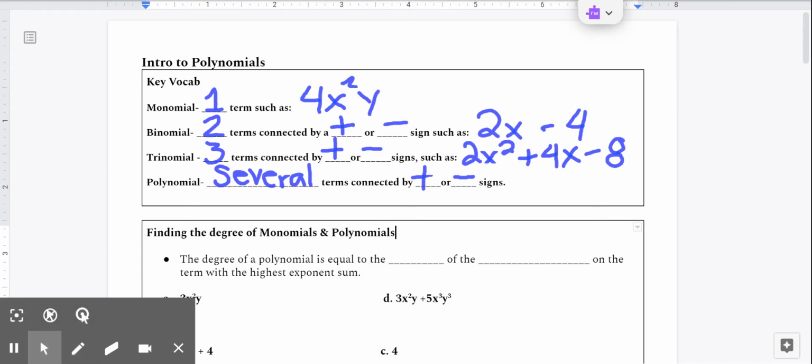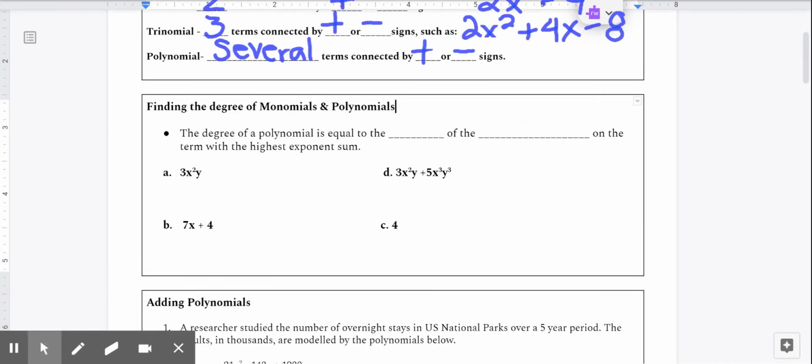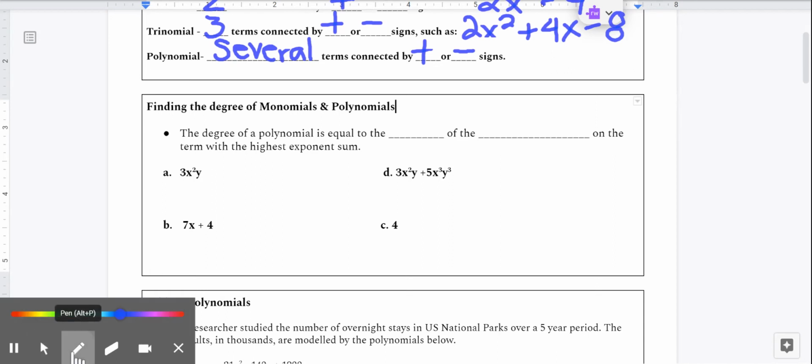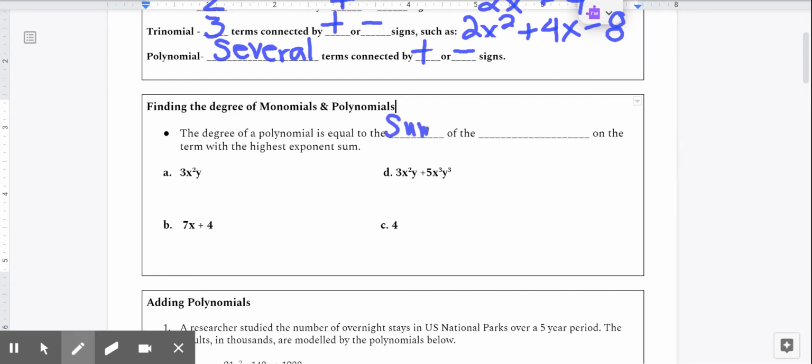And the next thing we're going to look at is how to find the degree of monomials and polynomials. So the degree of a polynomial is equal to the sum of the exponents on the term with the highest exponent sum. And that might sound complicated, but I think once we look at a couple of these, you're going to realize this is actually pretty easy.